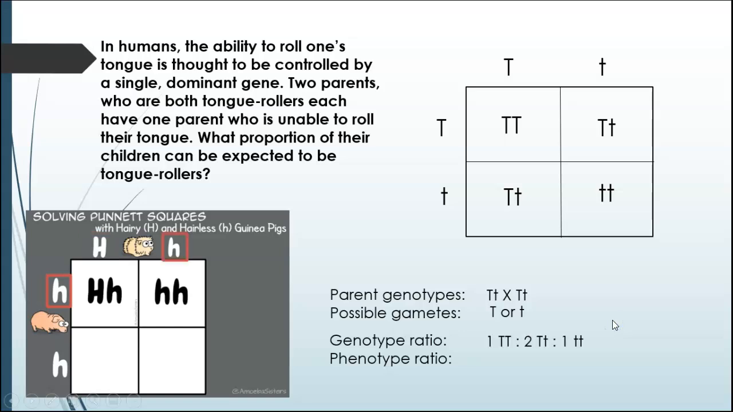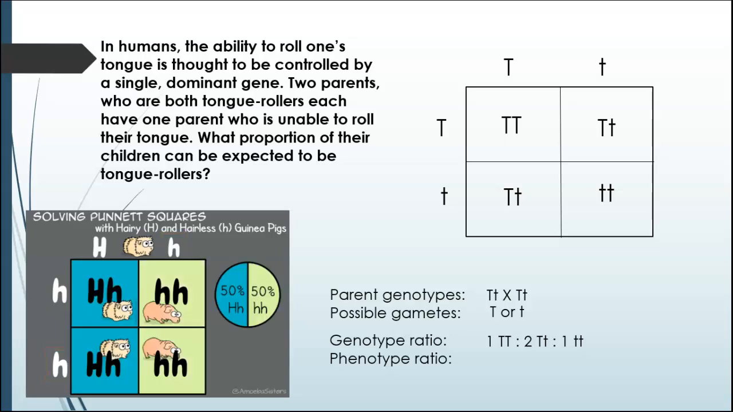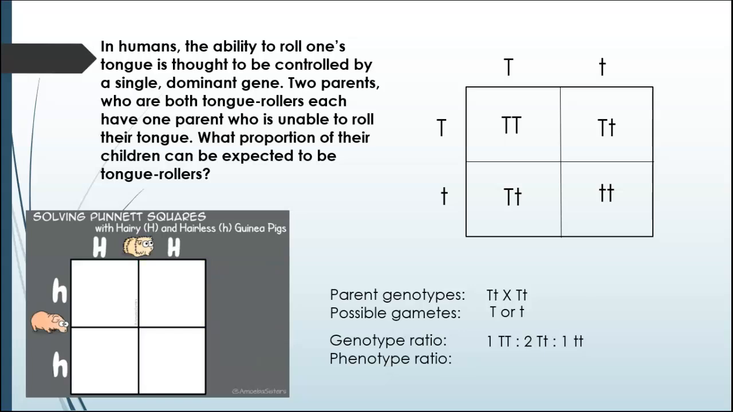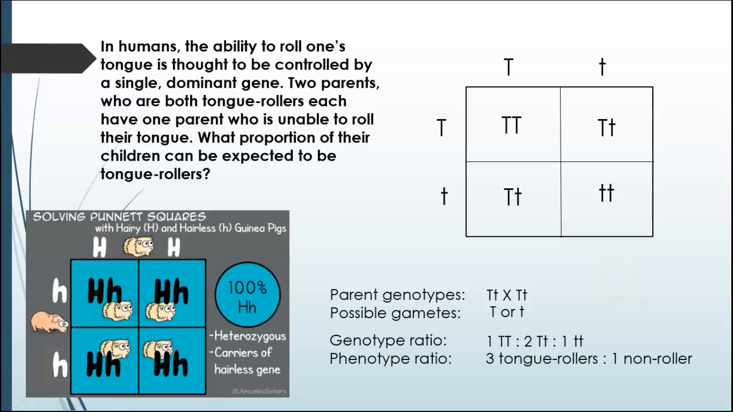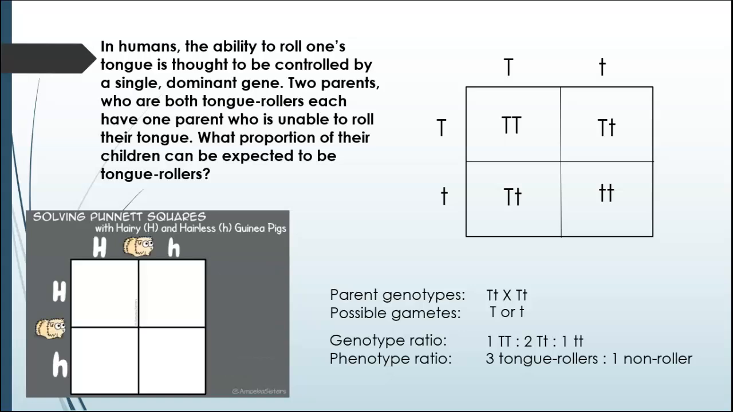All right, so the genotype ratio we have is 1 homozygous dominant to 2 heterozygous to 1 homozygous recessive. Our phenotype ratio, remember this is the expression of the gene, is going to be 3 tongue rollers to 1 non-roller. Now, once again, if they have 4 children, they might have 4 tongue rollers. They might even have 4 non-tongue rollers. They might have half and half. But each time they have a child, there's 3 chances out of 4 that child will be a tongue roller, and 1 chance out of 4 that they won't be.